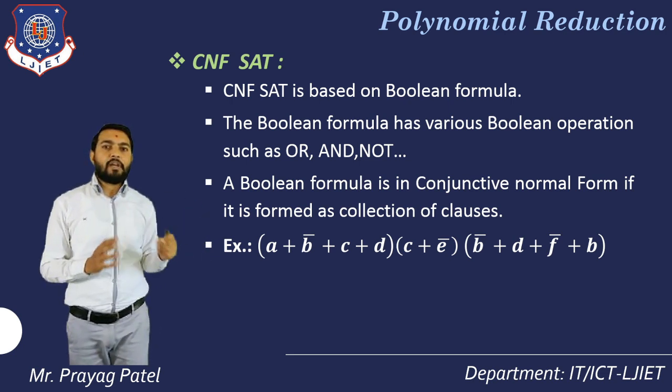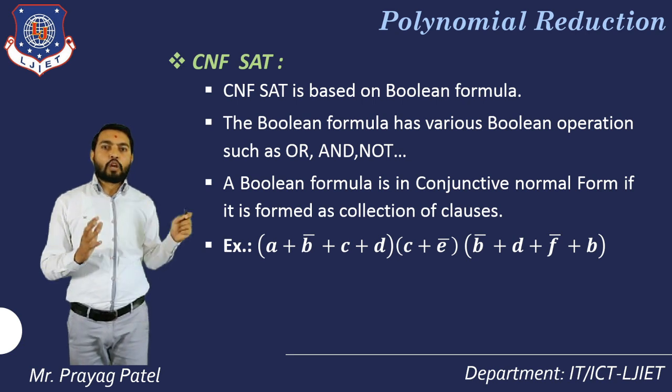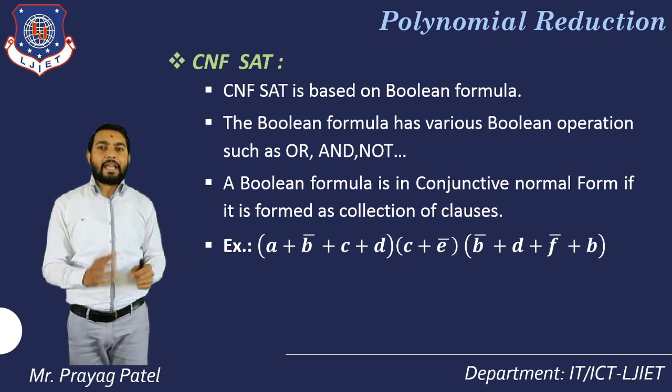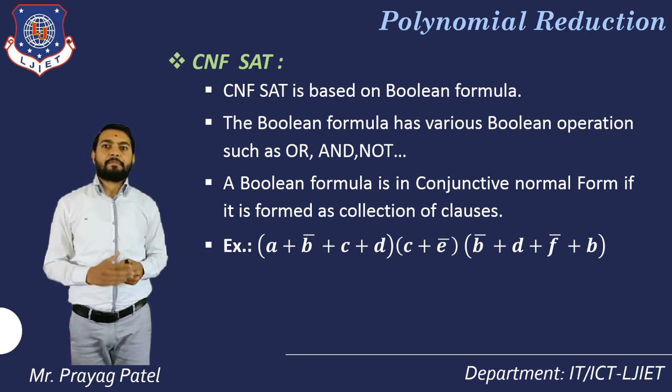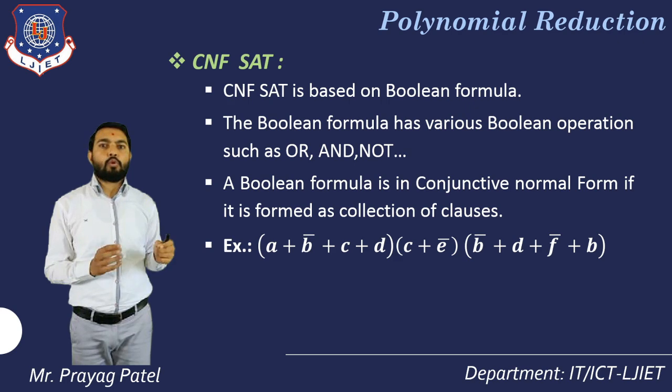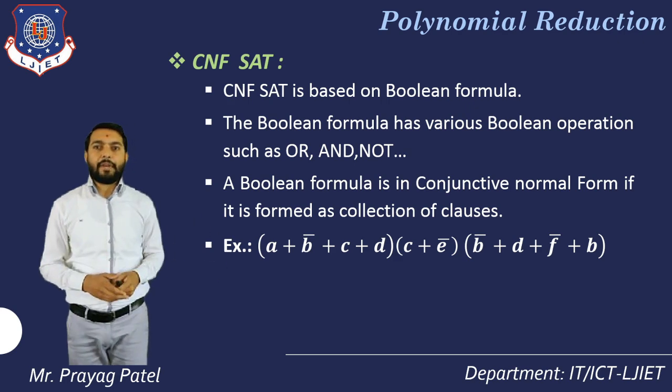So here three different clauses are given. So a collection of clauses is called the CNF set. And in this CNF set we can use the plus as OR, dash or bar as NOT, and multiplication of two clauses is considered as an AND operation.